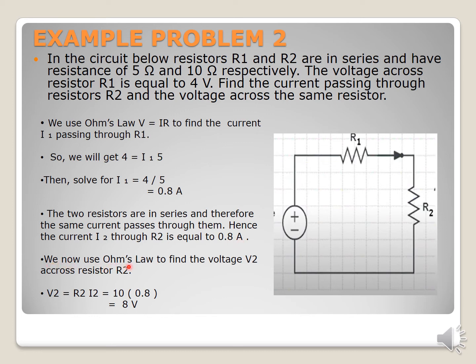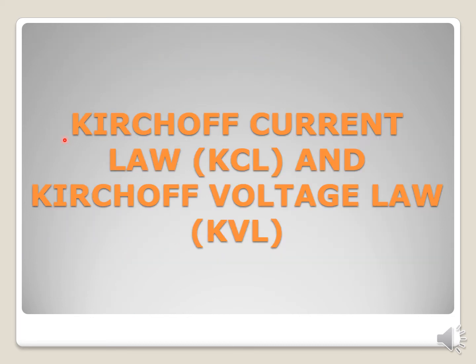We now use Ohm's law to find the voltage V2 across resistor R2. So, V2 equal to R2 times I2 equal to 10 times 0.8 equal to 8 volt. So, the voltage V2 is equal to 8 volt. So next, I will explain about Kirchhoff current law KCL and Kirchhoff voltage law KVL.